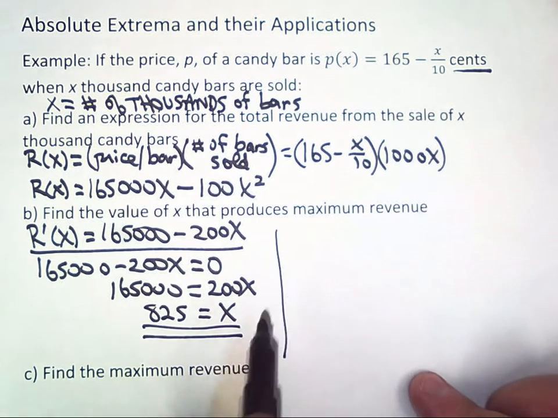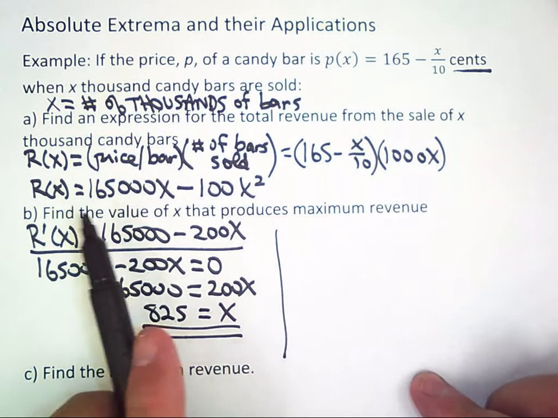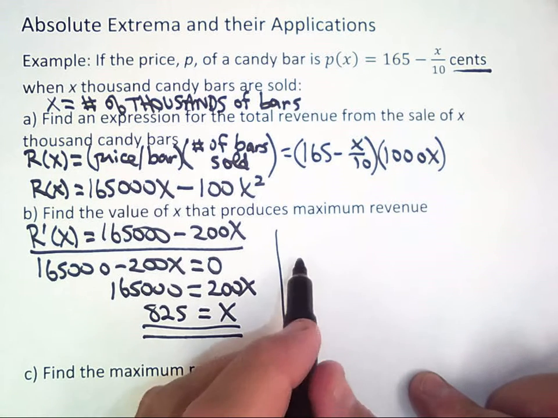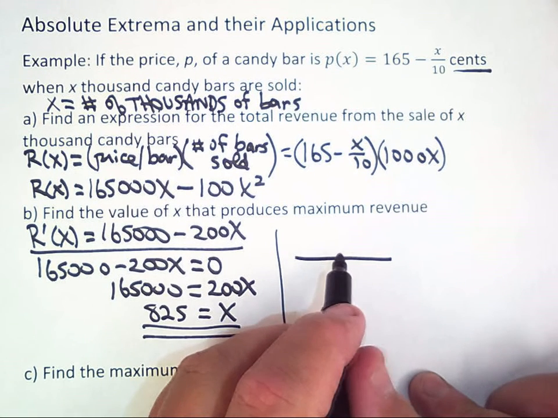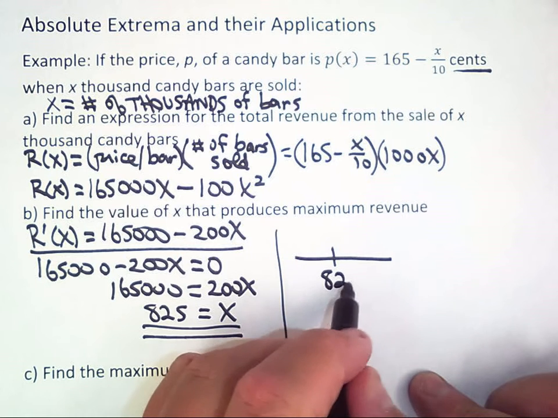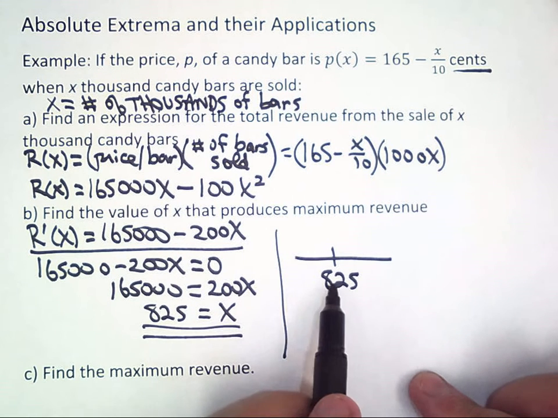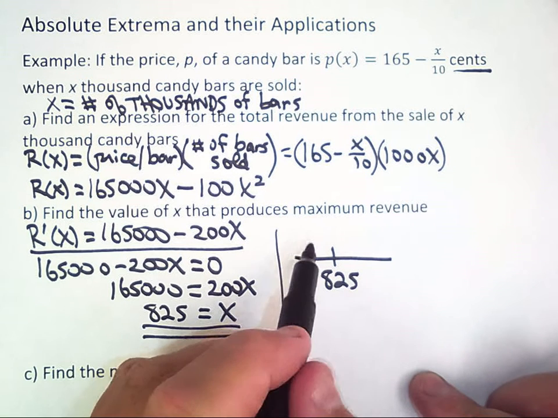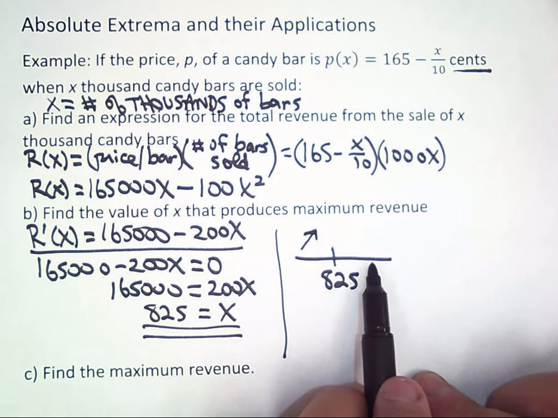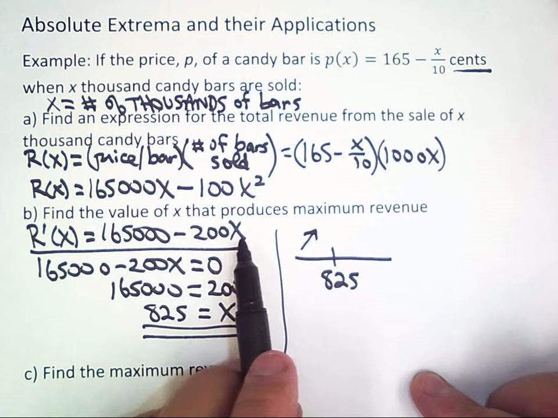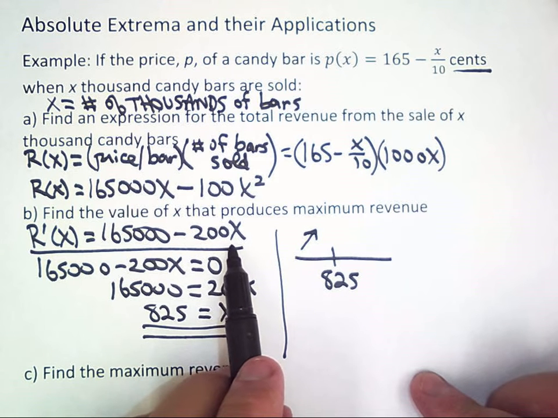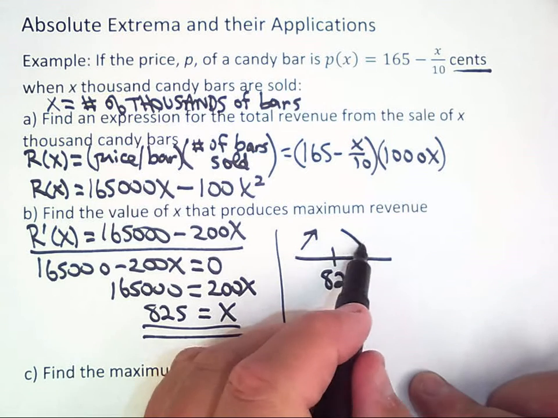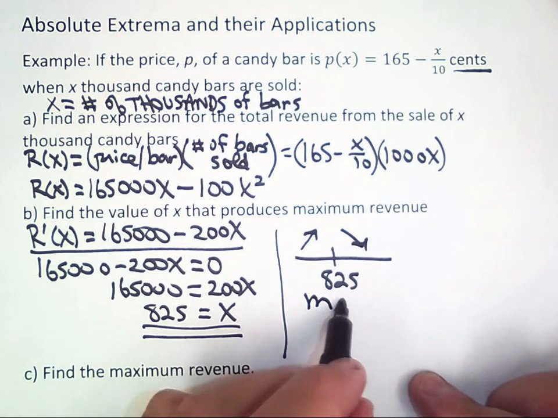Technically, I don't know that it's a maximum, but I do know that this is a parabola opening down. It will be a maximum. But if you want to actually use the first derivative test to make sure, absolutely certain, you just take a number smaller than 825, say 0, plug it in here, and you get a positive value. You take a number bigger than 825, say maybe 1,000. 1,000 times 200 is 200,000, and 165,000 minus 200,000 is definitely negative. So that is a max.